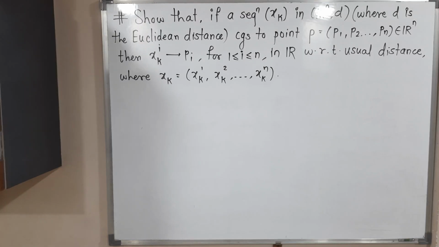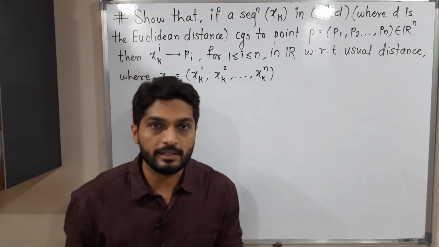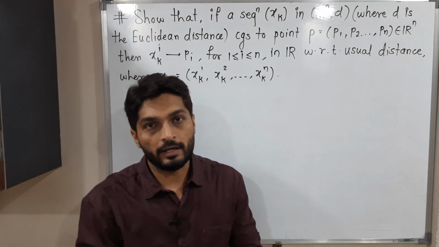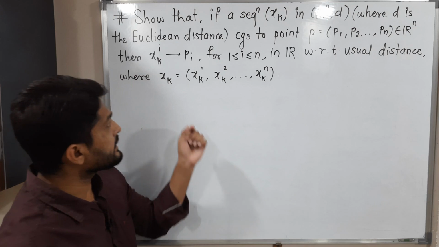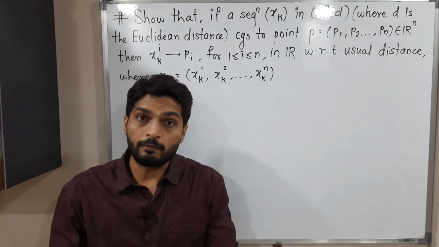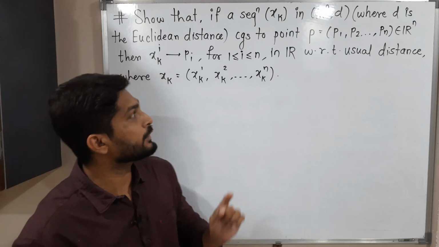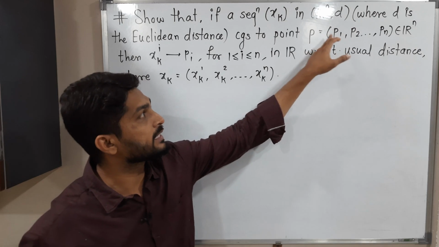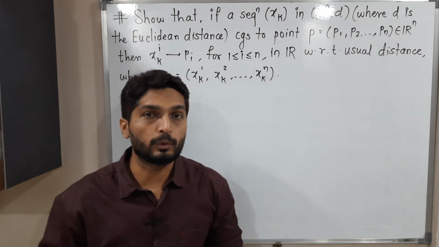Hi everyone, in this video we are going to discuss this theorem. This theorem is related to sequences in Rn. A sequence in Rn means it will have n number of components. That sequence is a convergent sequence and converges to a point P. P is also an element of Rn, so obviously it will have n number of components.